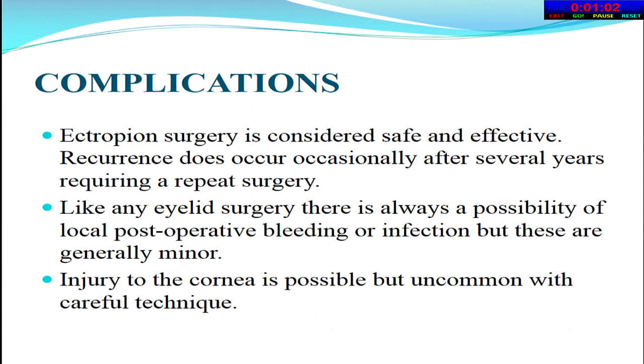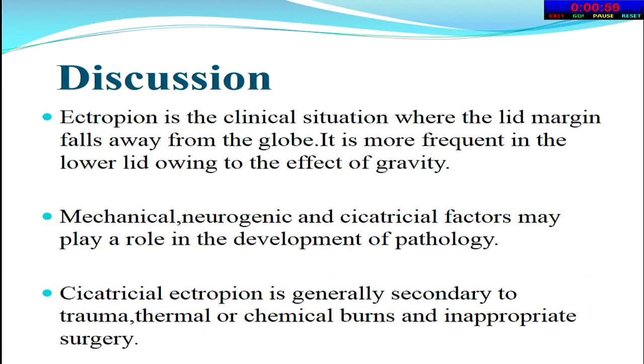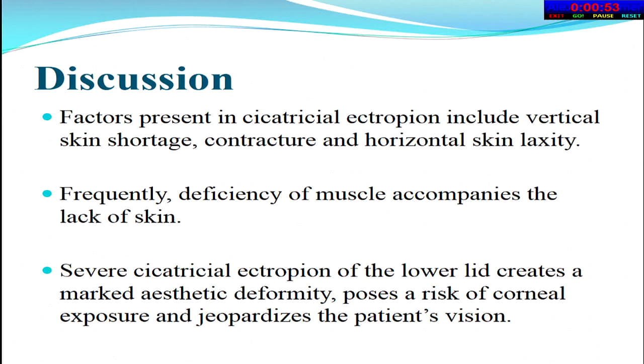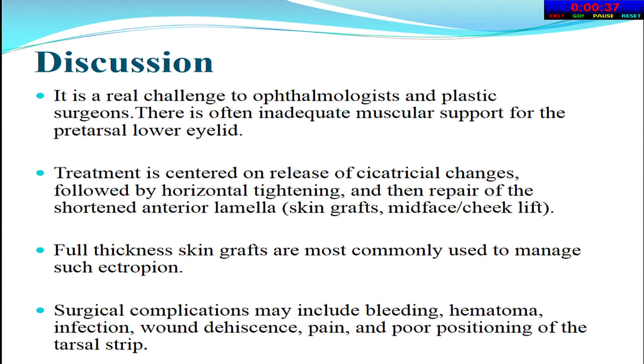Injury to the cornea may be possible. Ectropion is a clinical situation where the lid margin falls away from the globe. Cicatricial ectropion is generally secondary to trauma. Factors which include vertical skin shortage, contracture, horizontal skin laxity, and deficiency of muscle may accompany. Severe cicatricial ectropion creates a marked aesthetic deformity and poses a risk of corneal exposure, so treatment is mandatory. It's a real challenge to ophthalmologists and plastic surgeons.